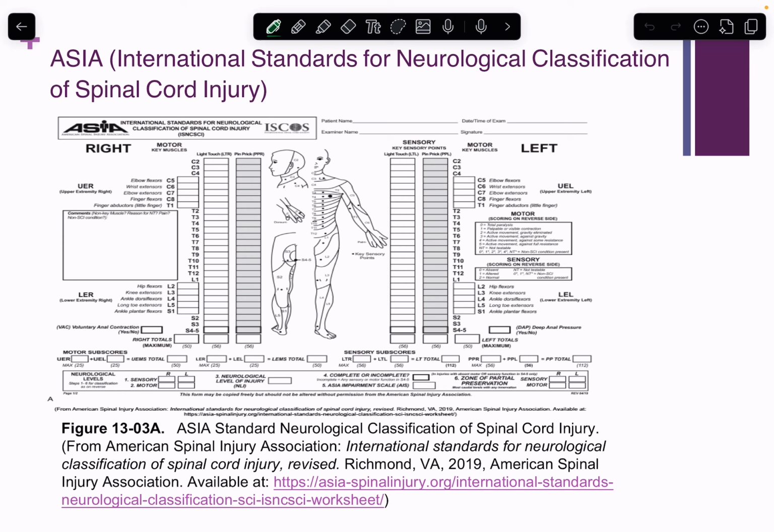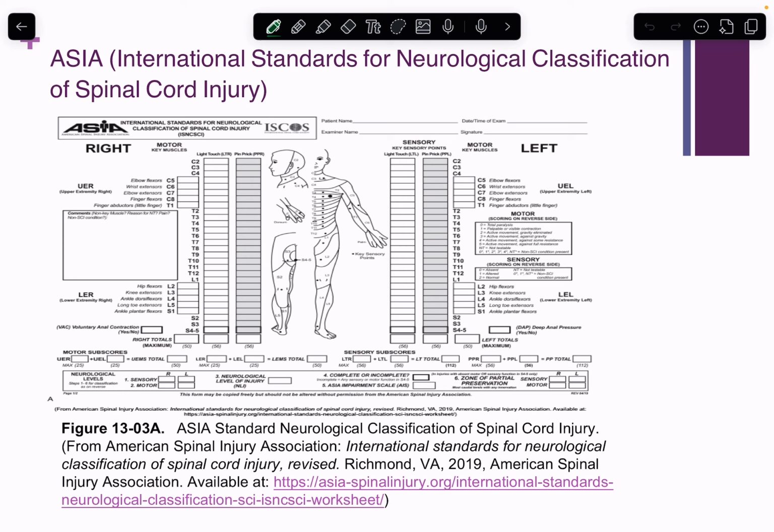ASIA C is motor incomplete. The motor function is preserved below the neurological level, and more than half of the key muscles below the level of injury have a muscle grade of less than 3, meaning they cannot move against gravity. ASIA D is also motor incomplete, with motor function preserved below the neurological level, and at least half of the key muscles below the injury level have a muscle grade of 3 or more, which means they can move against gravity.